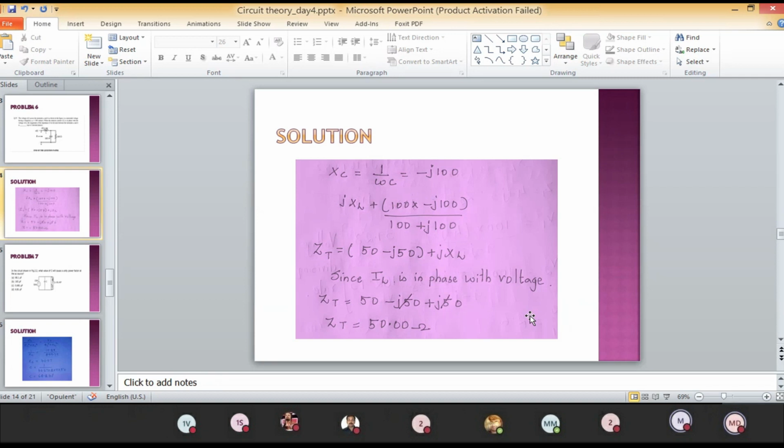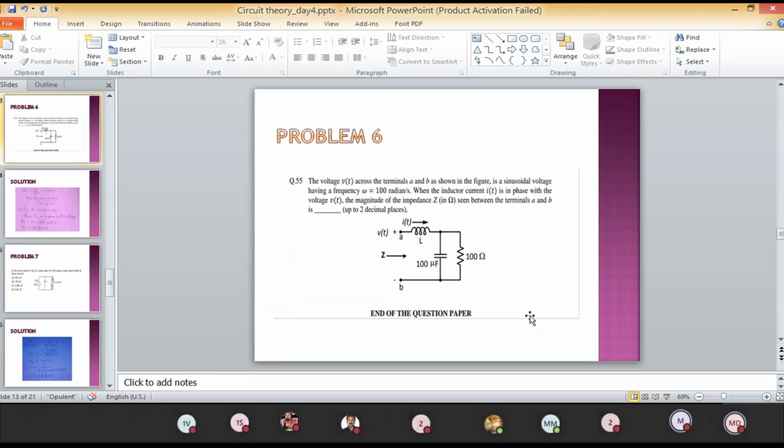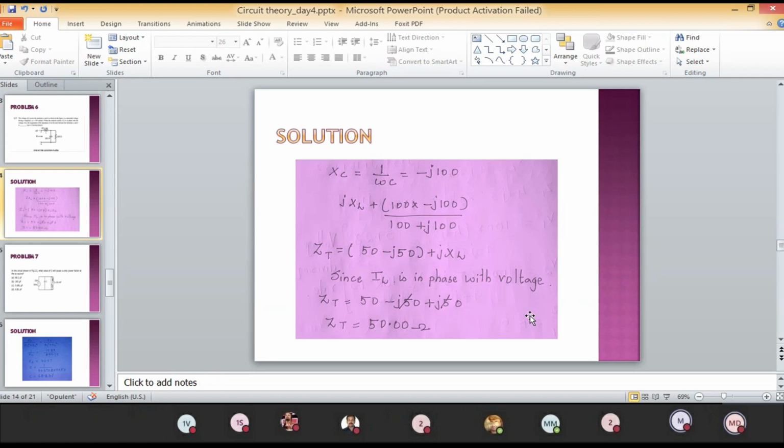Now, the most important point here is the current is in phase with voltage. So it shows that the inductive reactance is equal to the capacitive reactance. That's what I call resonance. So XL is equal to 50, because the inductive reactance must be equal to the capacitive reactance and both of them cancel. So plus j50 minus j50 gets cancelled and the total impedance is 50 ohms.